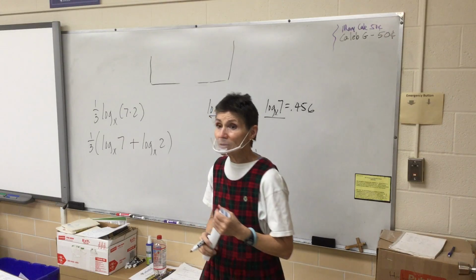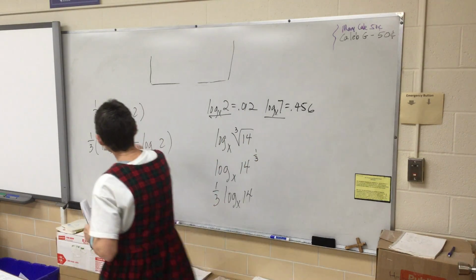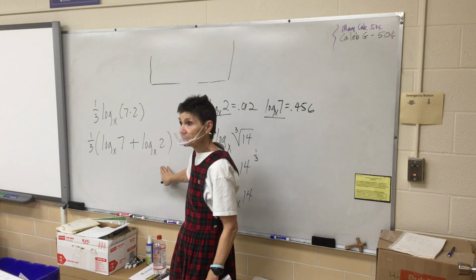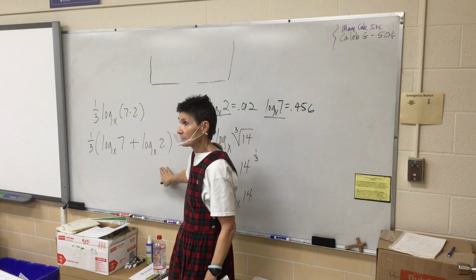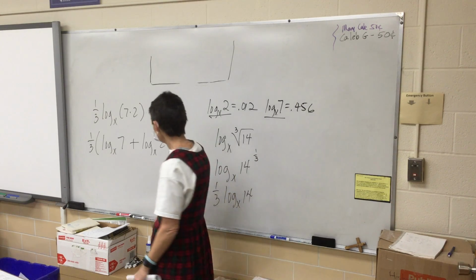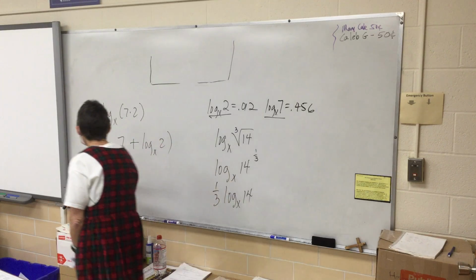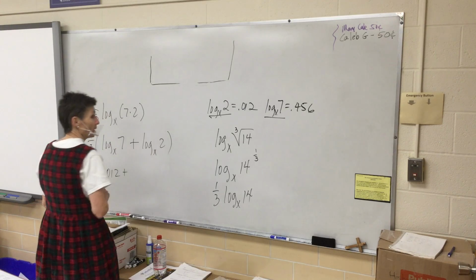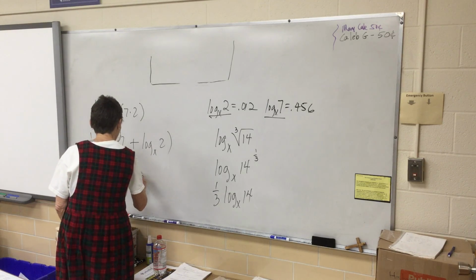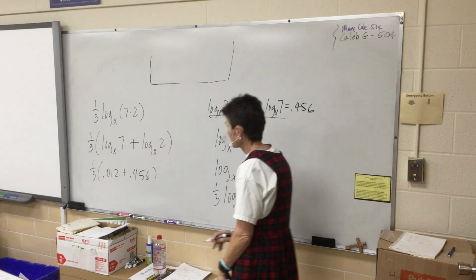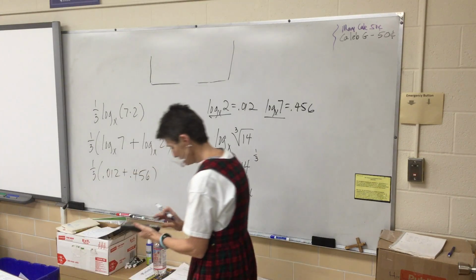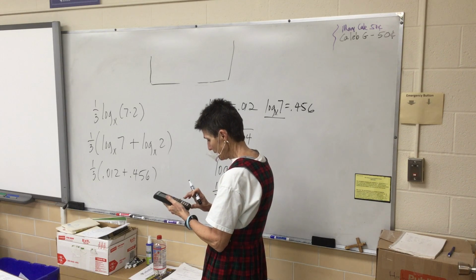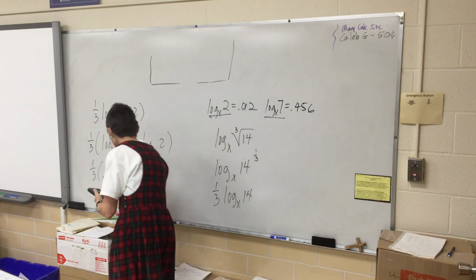Exactly. Remember, if numbers have been multiplied, their logarithms are added, right? Okay, then I can just plug in my numbers. So I have 1/3 times 0.012 plus 0.456. I've got this backwards, but it doesn't matter. I'm adding them. So then I can just go to my calculator, add them up, divide by 3, and the answer is 0.156.